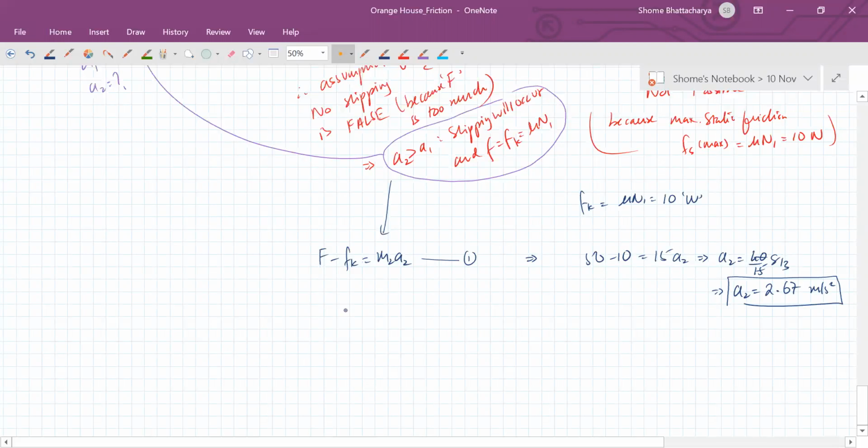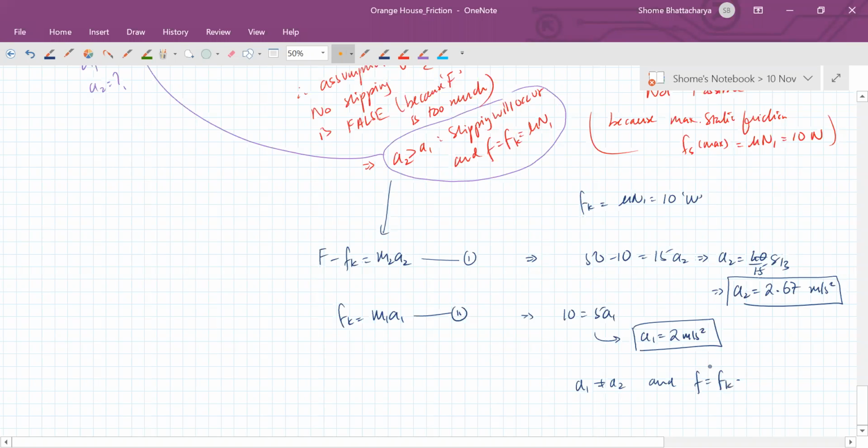and kinetic friction is equal to M1A1. So 10 newtons is equal to 5 A1. So A1 is equal to 2 meters per second square. So as you can see that A1 is not equal to A2, and the friction acting is kinetic friction equal to 10 newtons. So that becomes the final answer.